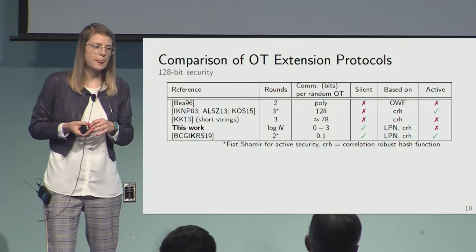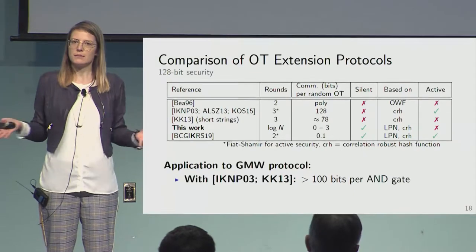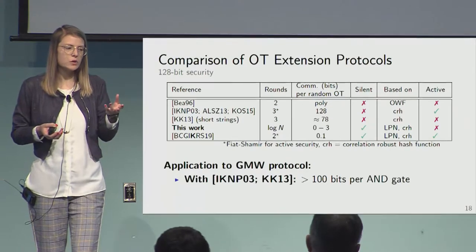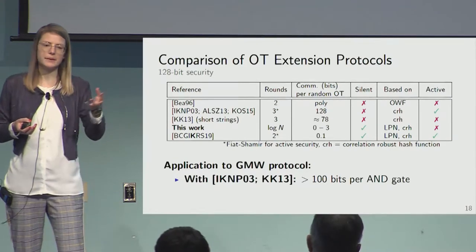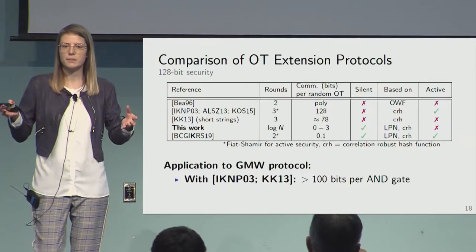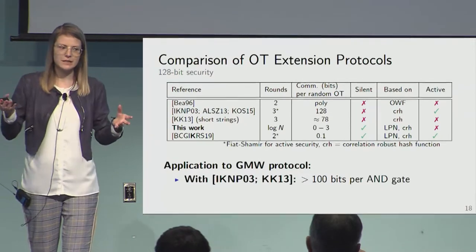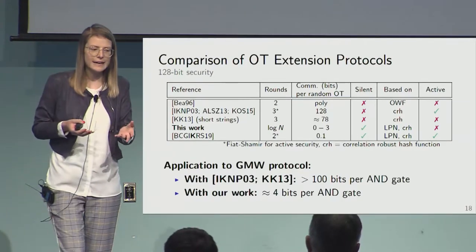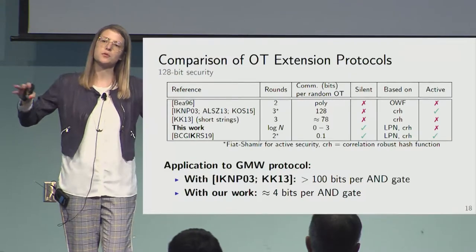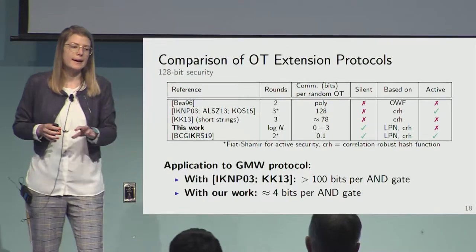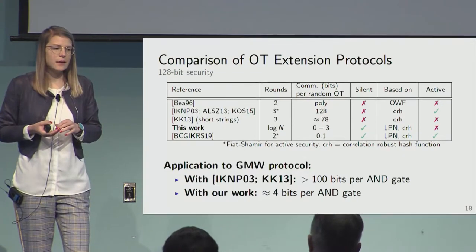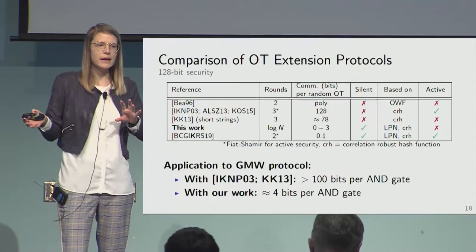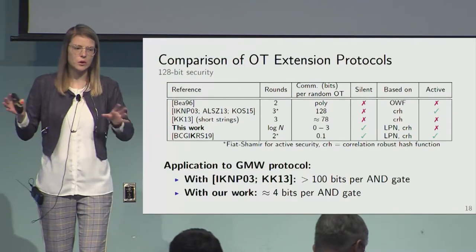And what does it mean for the GMW protocol that we had at the beginning? If you use the GMW protocol with, for example, IKNP, you get more than 100 bits per AND gate with all previous approaches, and we bring it down to 4. So 4 is actually the cost of the online phase, so we make pre-processing almost free in terms of communication. On the other hand, talking about computation, our approach can generate about a million OTs per second.